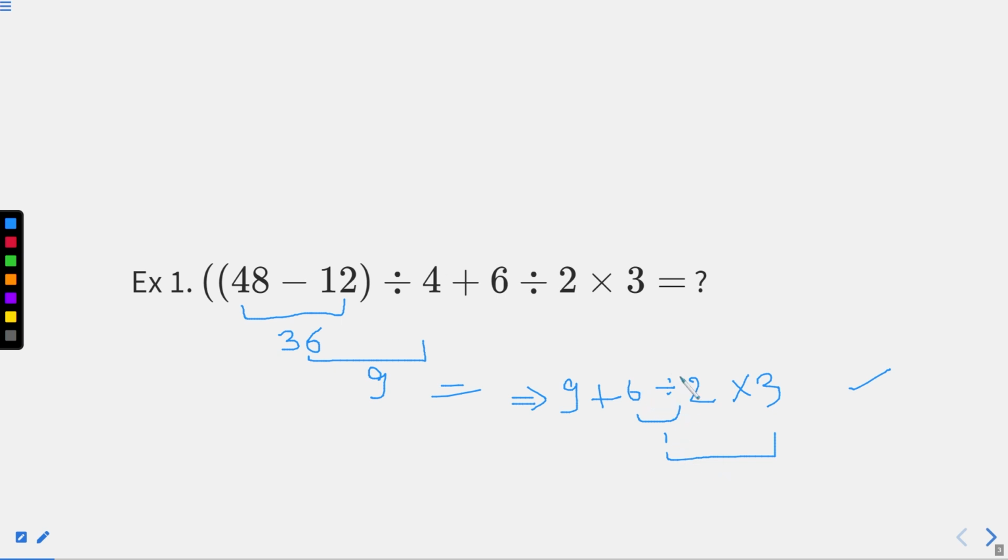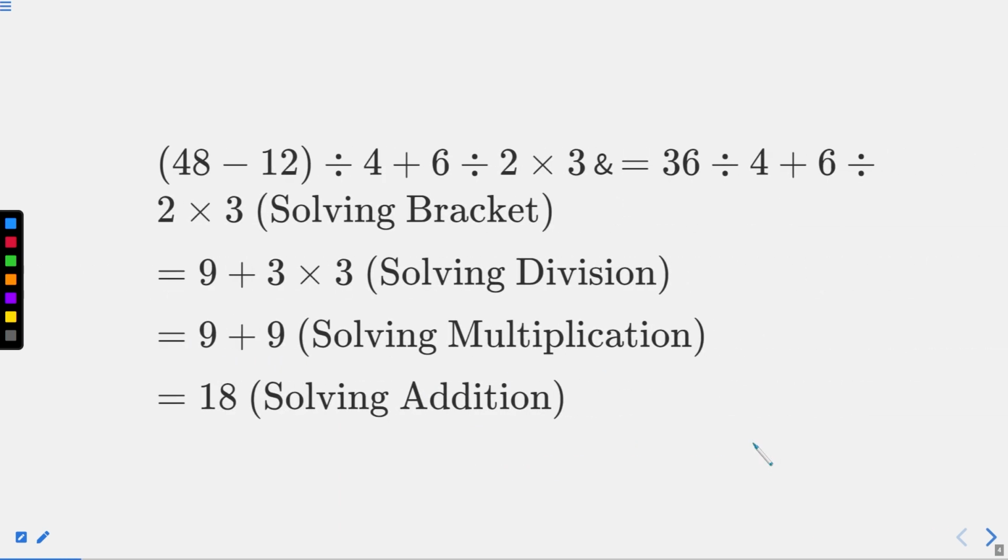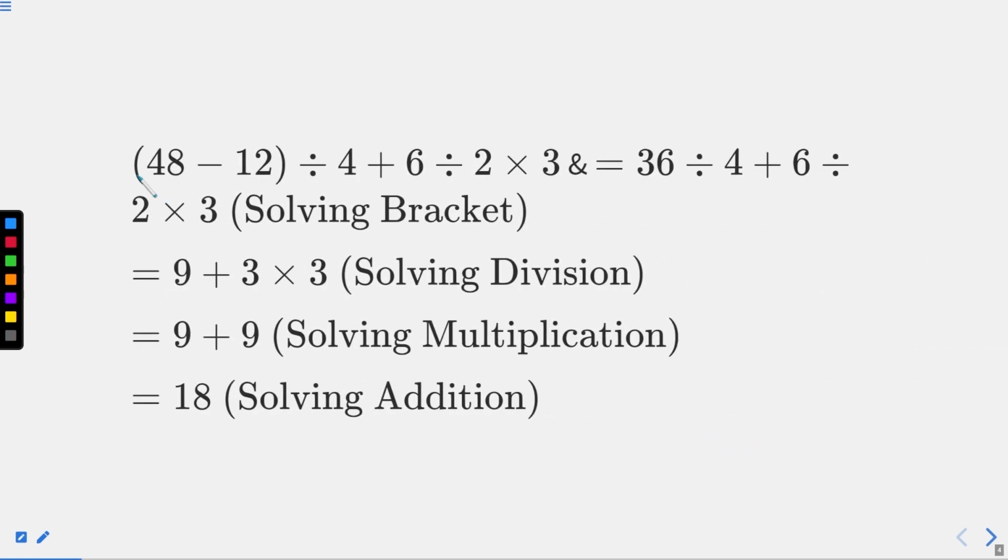So 6 divided by 3 comes out to be 3. 6 divided by 2, I beg your pardon. Now we have 3 multiplied by 3 comes out to be 9, and eventually we'll get our answer, right? So I'll straight away jump to the answer part. Here, first we are solving the bracket. This is going to be our first point.